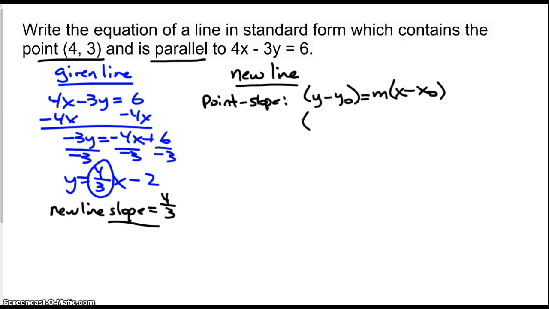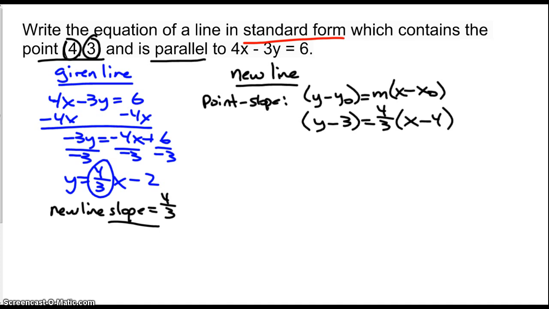Okay, well, let's plug in 3 for y0. Right, that's this. Let's plug in, for the slope, we know that has to be 4/3 because it's parallel to the other line. And then let's plug in the 4 for the x0. All right, there's the equation, but it's not yet in standard form. So one last bit, I need to convert to standard form.